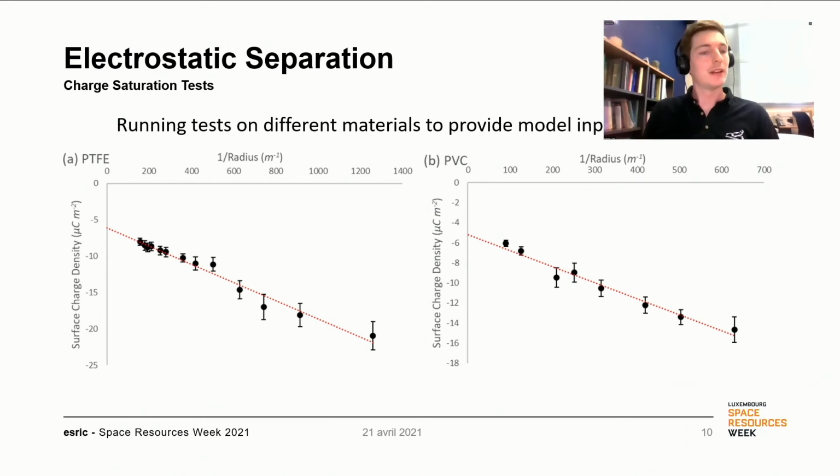All right. So here we have plots of the surface charge, the saturation charge density on PTFE and PVC spheres as a function of 1 over the radius. So we find they do follow this predicted 1/r relationship. And this gives us an insight into the charge we would expect to saturate on these particles. And with this, we can then predict how the particles will behave in an electric field.